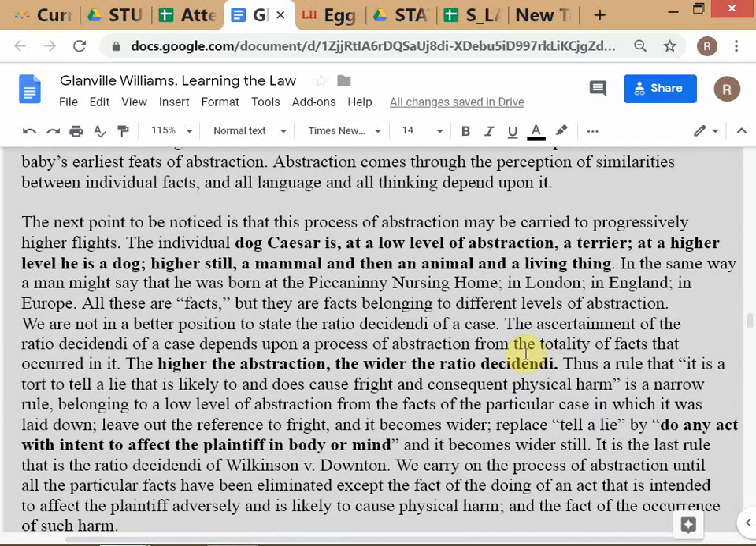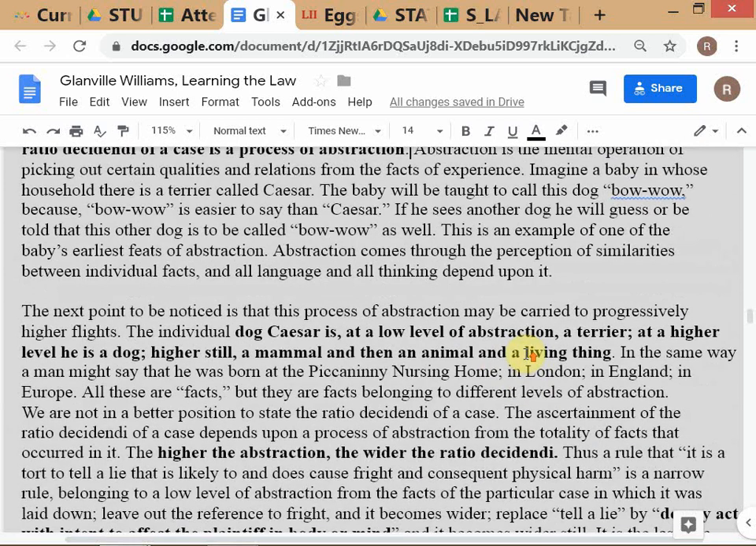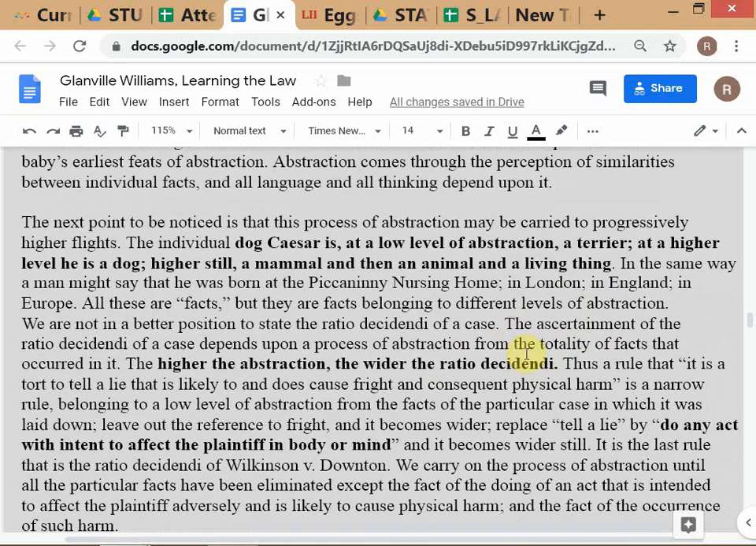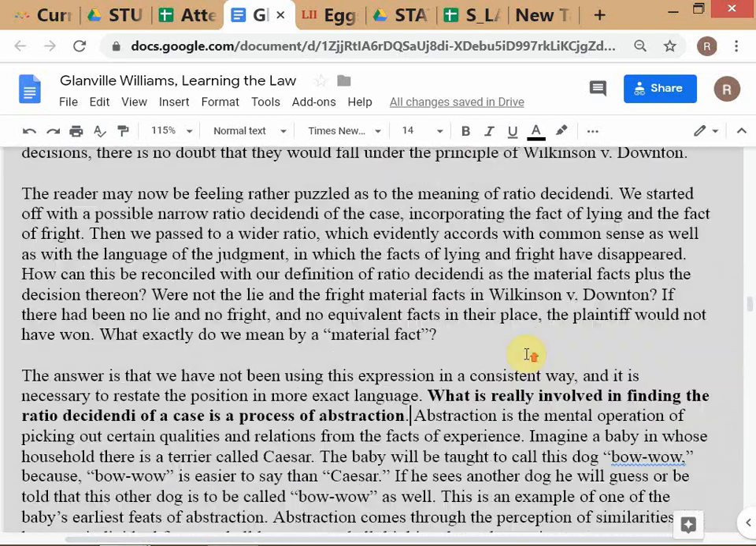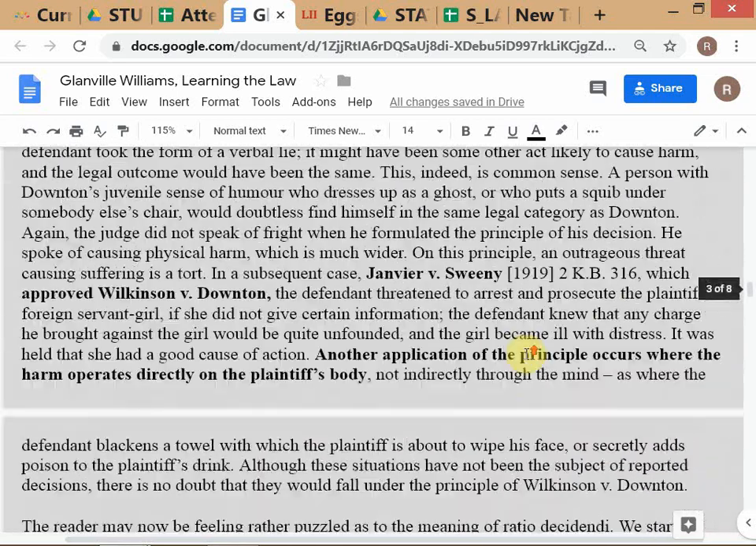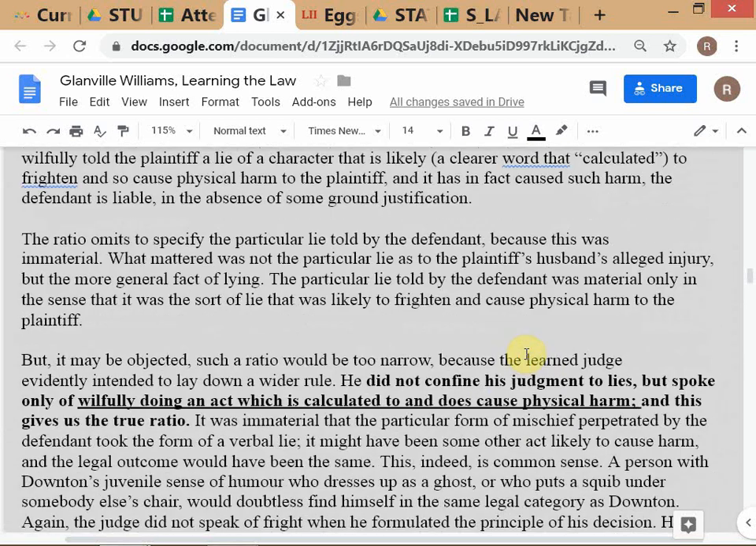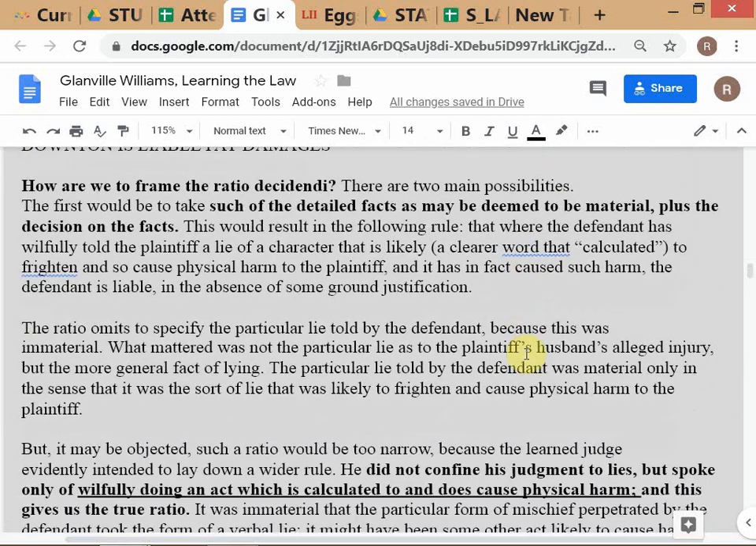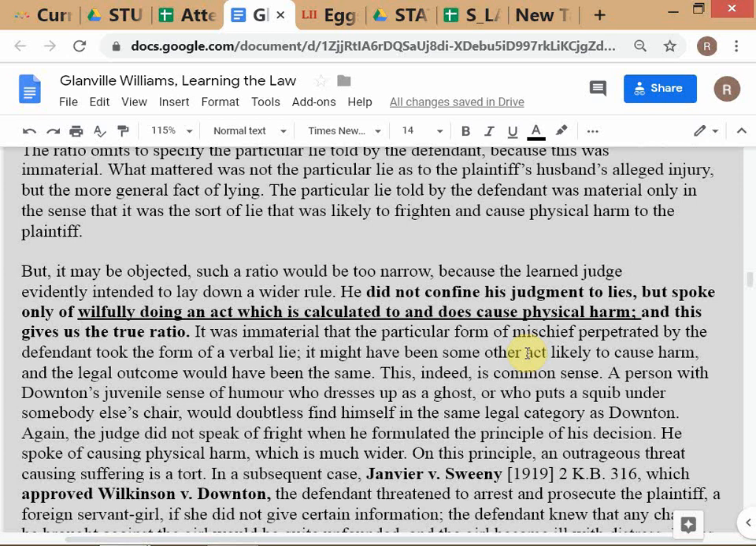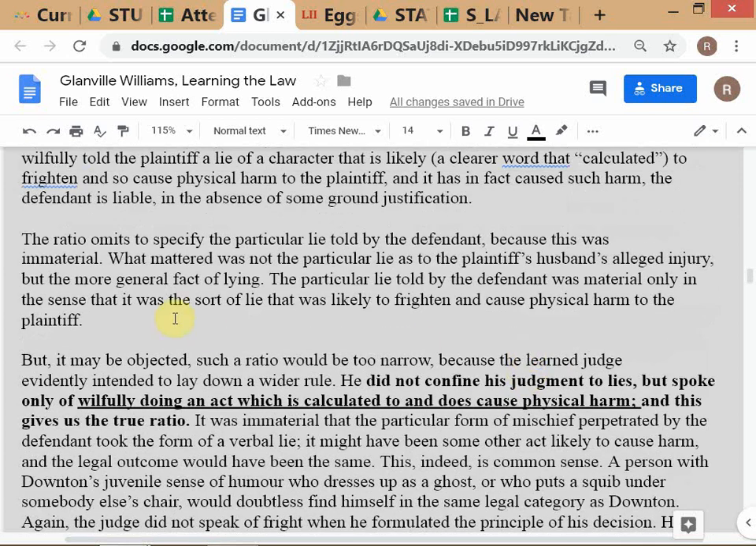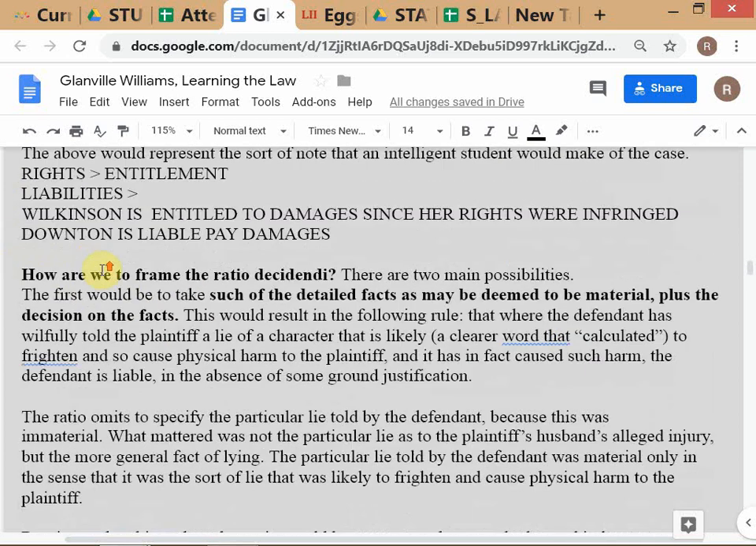Where has he talked about the fact that the lie is... okay, I'm not able to find it right now. He's mentioned it here, that the ratio omits to mention the particular lie.